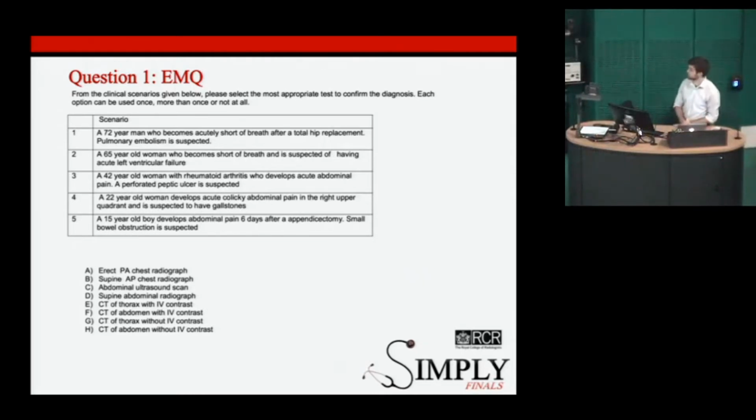The only thing they might do is not make it as easy saying a PE is suspected. They might give a longer blurb with something like their SATs being low and things like this, and so you have to imply the diagnosis before then choosing. So it'll be like one more level, but that's sort of standard.